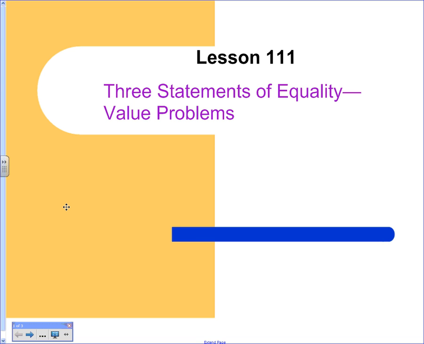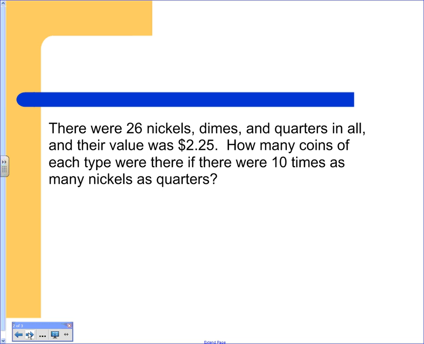So how many variables are we going to have? 3. Yeah, you can use X, Y, Z if you want. I'm not going to use X, Y, Z.